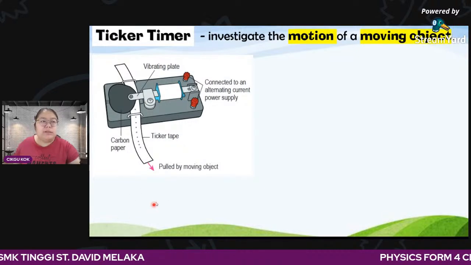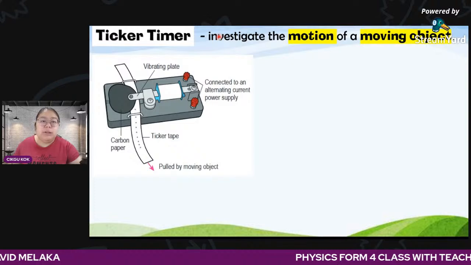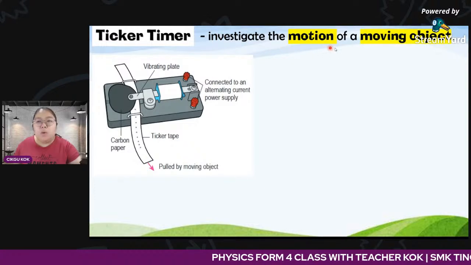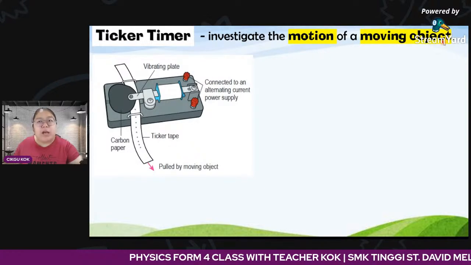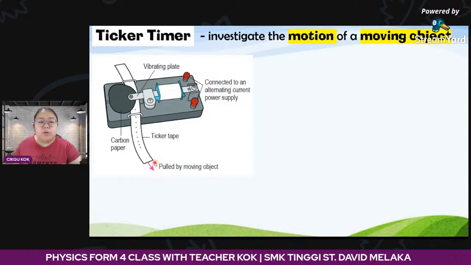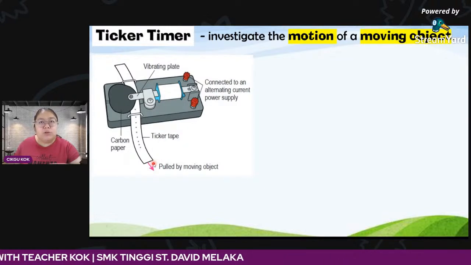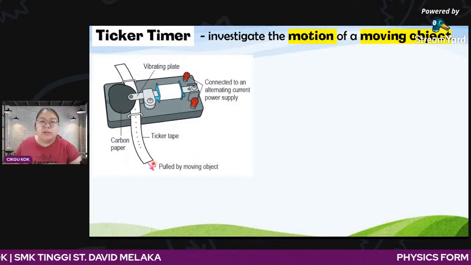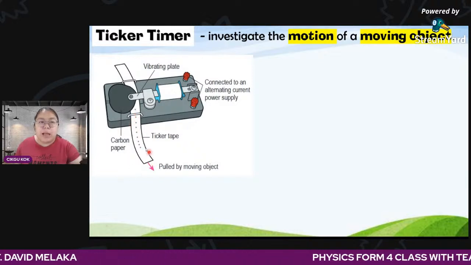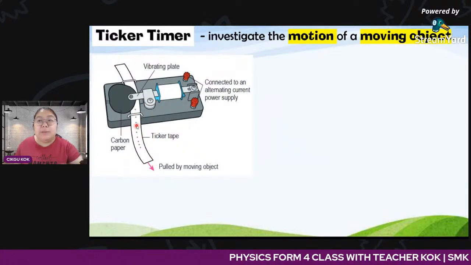Now we're going to see the ticker timer. What's the function? It investigates the motion of a moving object. You can pull it, or you can also attach it to a trolley. Then you let the trolley go down, fall down. When it falls down, it pulls the ticker tape together, then you can see the motion of the trolley.